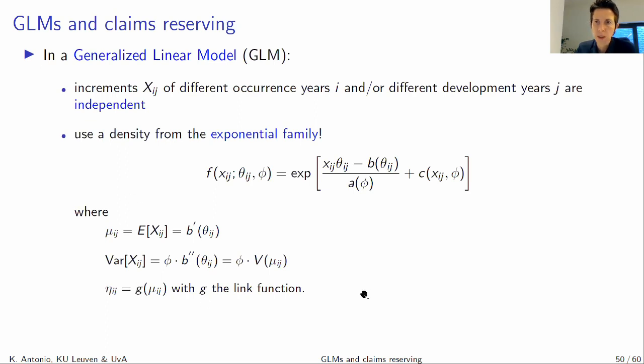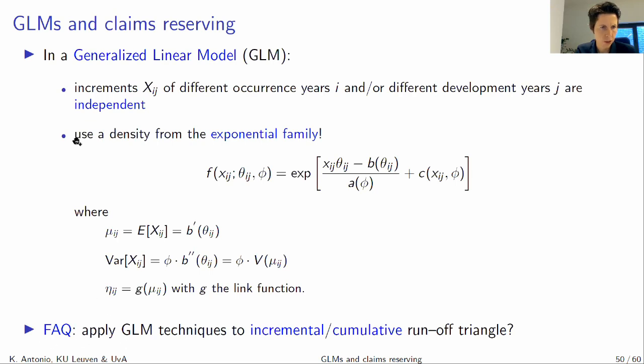And we encountered the building blocks over here. We've got our mean, we've got our variance assumption with the dispersion parameter and the variance function, and we've got a certain link function that is being used. Do note that we have this double index here, the ij, which still denotes a particular cell from a runoff triangle. That's just how we label the data in this runoff triangle context.